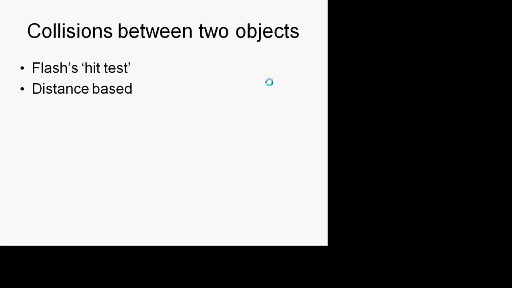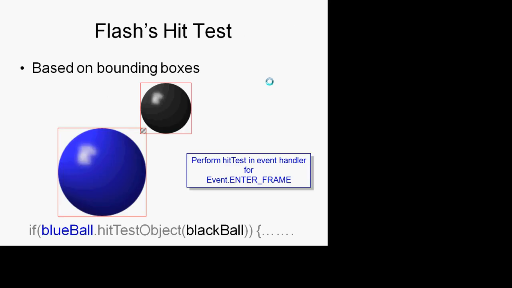We can use Flash's simple hit test to see whether the bounding boxes are over each other. But because we're dealing with billiard balls here, we're dealing with spheres, or rather a circle, a 2D case, and therefore we need a distance-based hit test as well. So we'll look at both of those quickly. Flash's hit test essentially tests whether or not bounding boxes overlap. And there's a very simple syntax, which is shown down here.